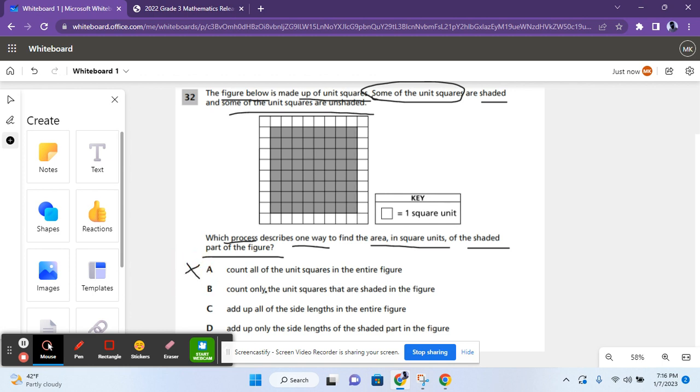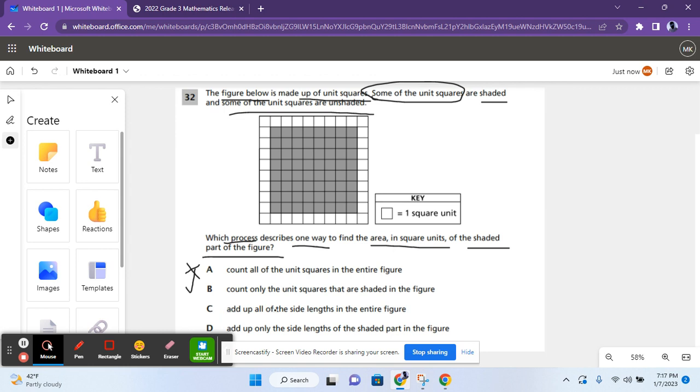For B, it says count only the unit squares that are shaded in the figure. If you're counting only the unit squares that are shaded in the figure, that means you're finding the area of the shaded unit squares. So B is potentially the correct answer.